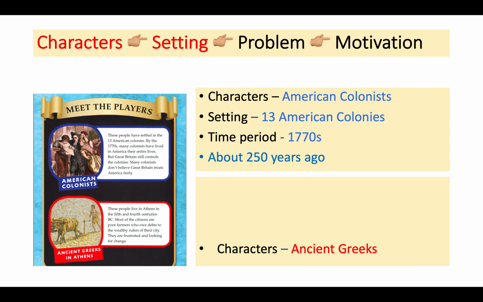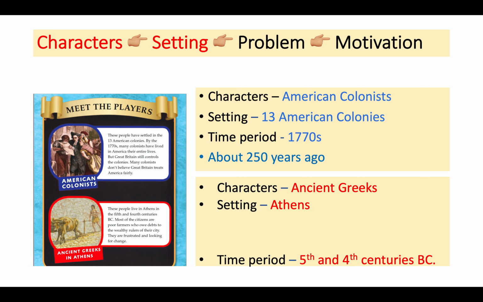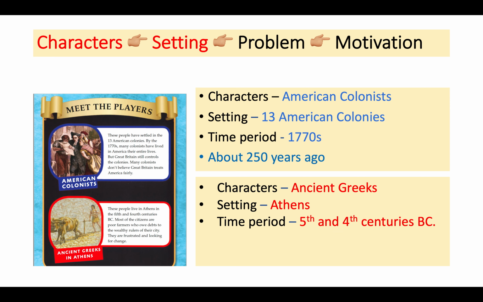Our other set of characters are the ancient Greeks. We know that the setting for them is Athens, and that the time period is about the 5th and 4th centuries BC. That's a long time ago. In fact, it's about 2,500 years ago. So when we think about our ancient Greeks, they tried to set up a democracy first. And then thousands of years later, the American colonists tried to set up a democracy again.